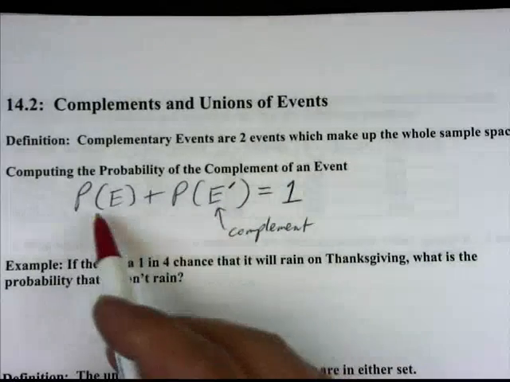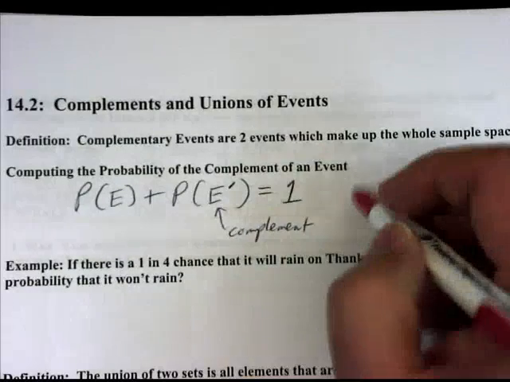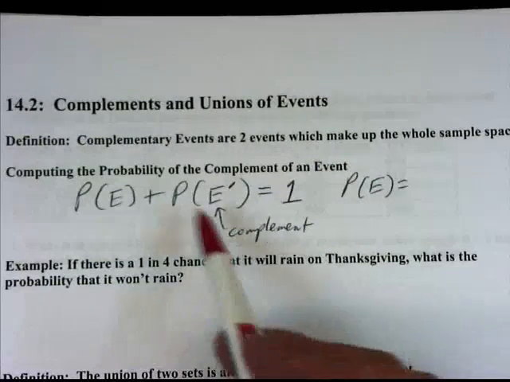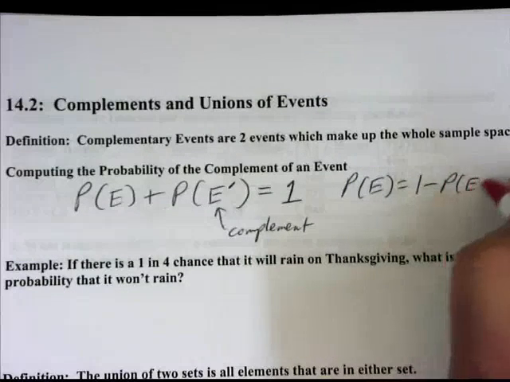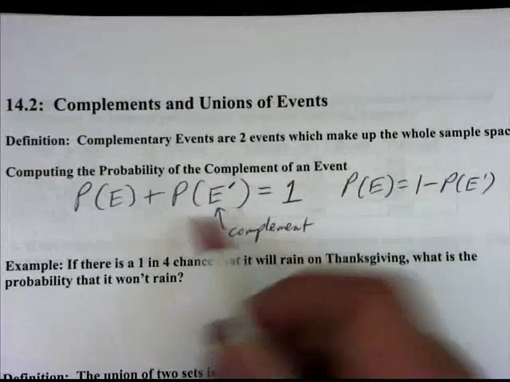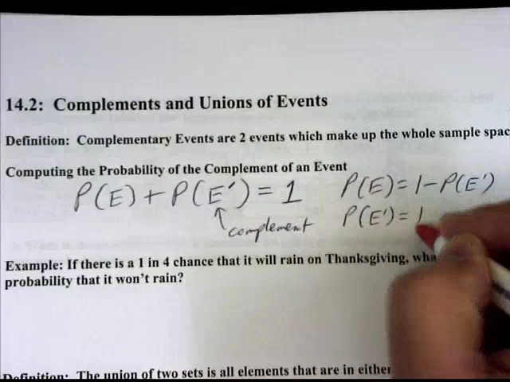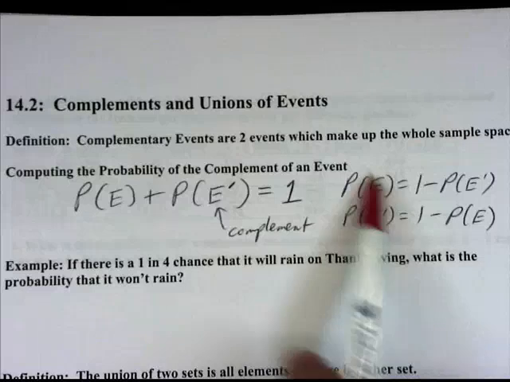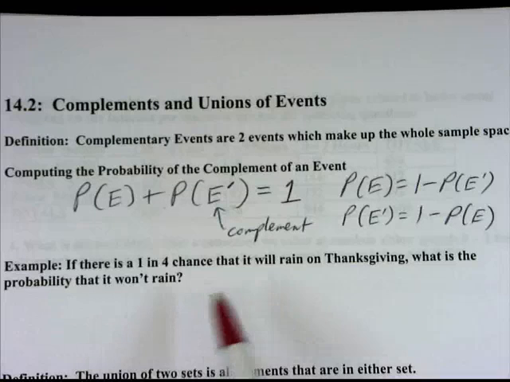Now that's not typically the way that we write it. There are a couple of other ways that we can write it. We can say the probability of some event E, if I subtract this from both sides, is equal to 1 minus the probability of E complement. Or I could solve that for probability of E complement, and I get 1 minus the probability of E. So those are three different forms of the same formula that you can use when you're dealing with complements of events and their probabilities.